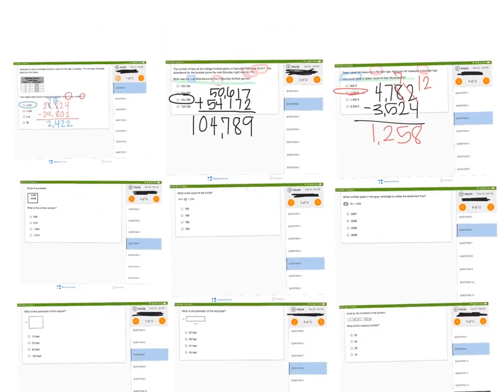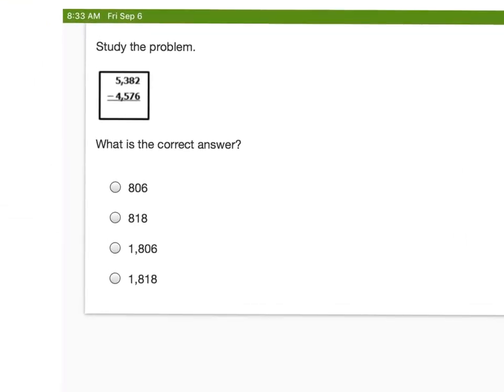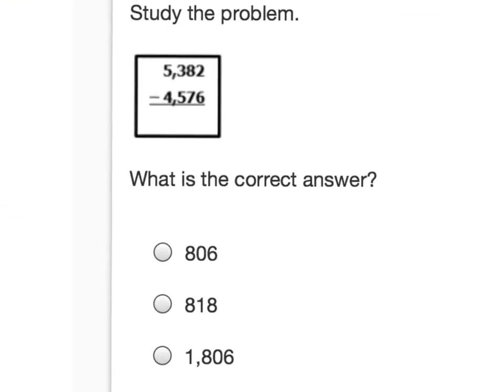Alrighty, we're going to go to number 4 now. All you had to do here was subtract. This one should have been pretty easy. Let me zoom way in.